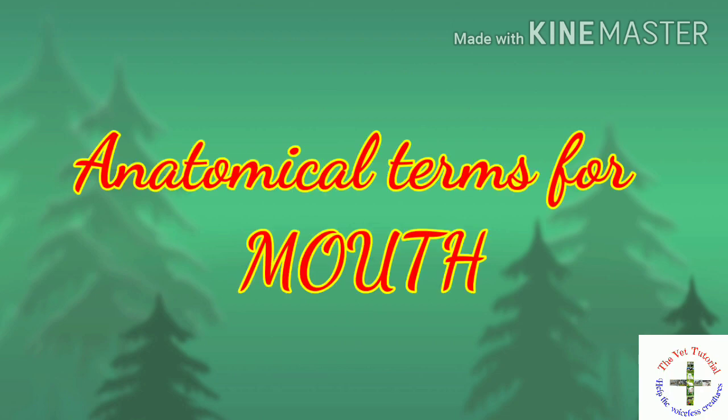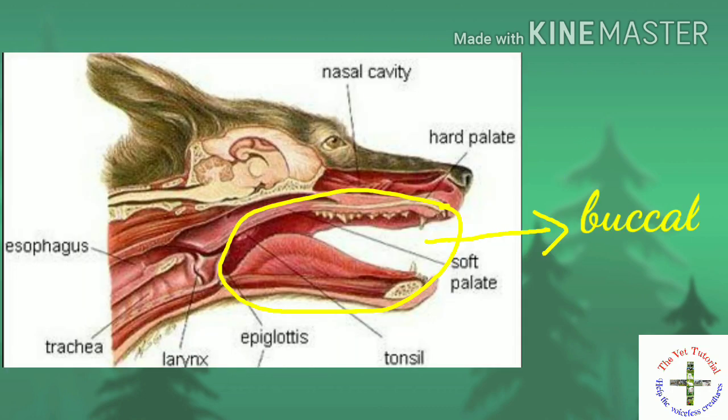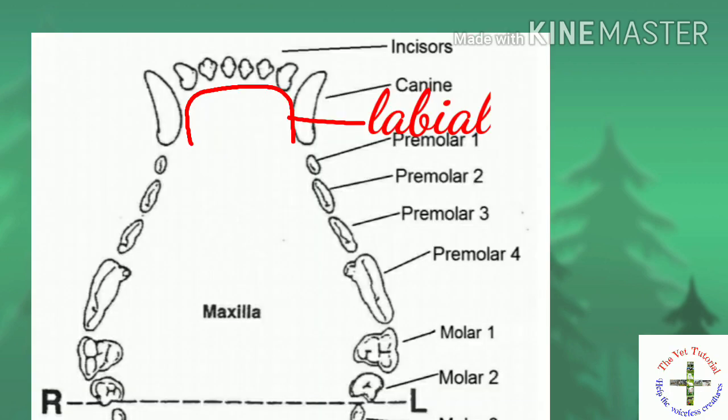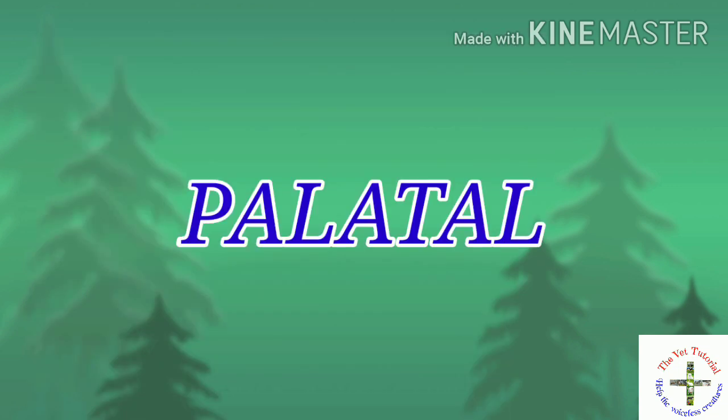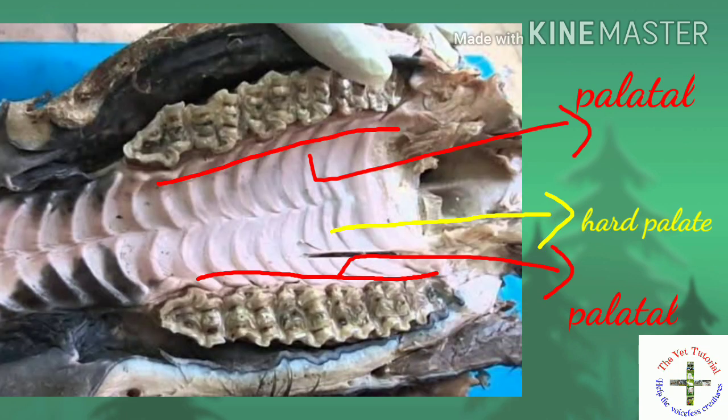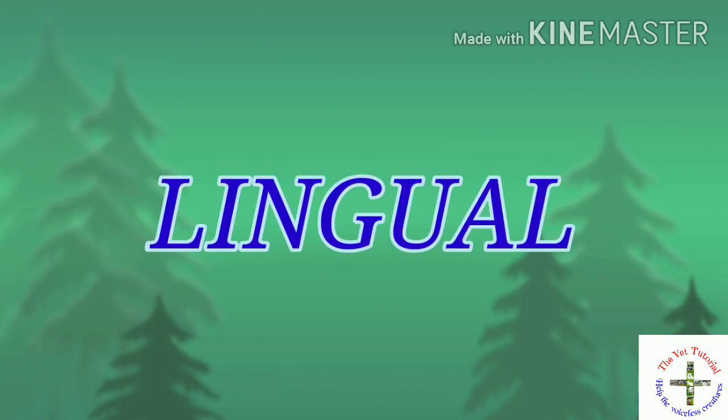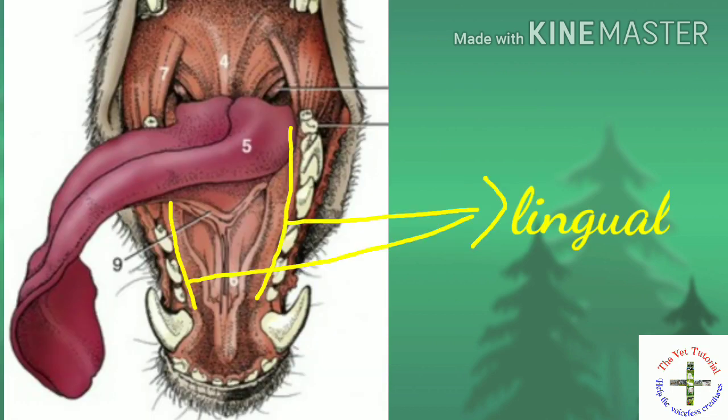Then we are going to study anatomical terms for the mouth. First is buccal. The surface of the tooth that is next to the cheek is known as buccal. As a directional term, buccal means towards the cheek. Then labial, which means the surface of incisor teeth that is next to the lips. And then palatal, which means the surface of upper teeth that is next to the hard palate. Then lingual, which means the surface of lower teeth that is next to the tongue. And as an adjective, lingual means pertaining to the tongue.